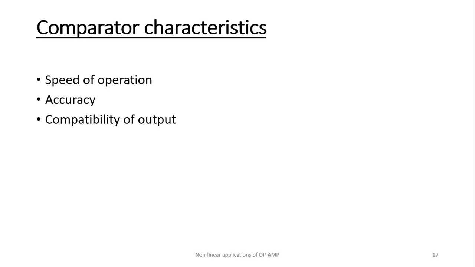Third is compatibility of the output. The output voltage level of the comparator should be compatible with the CMOS family output levels. This is essential because the comparator is used in many applications along with CMOS integrated circuits.